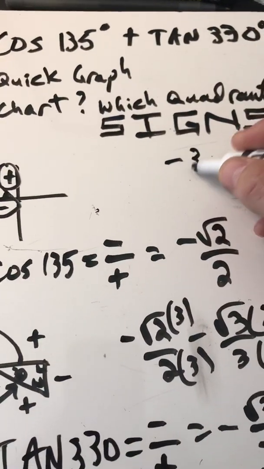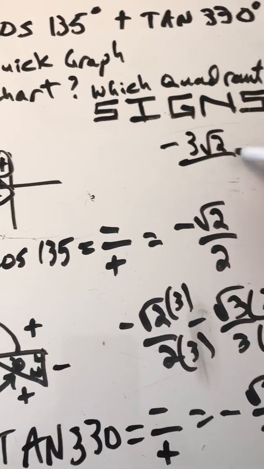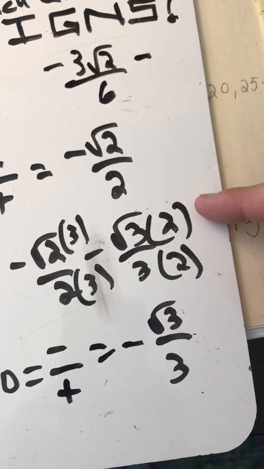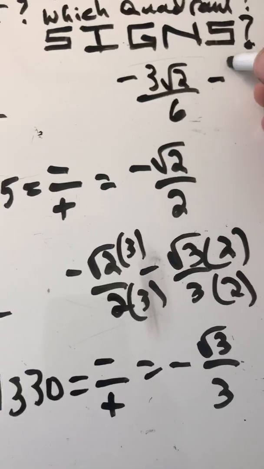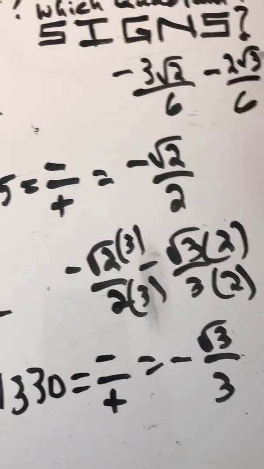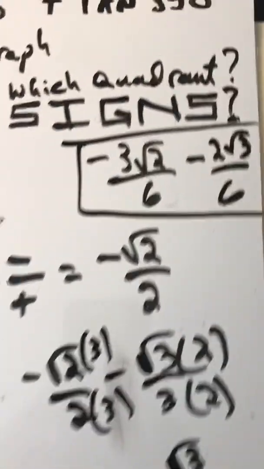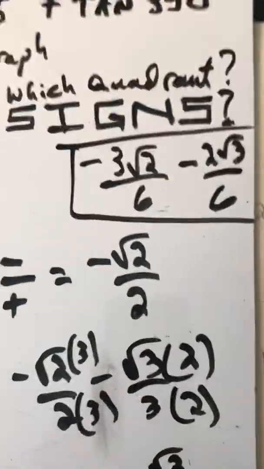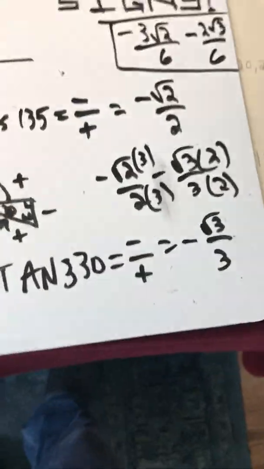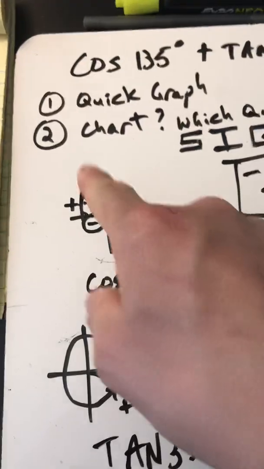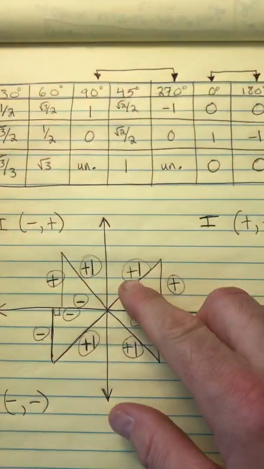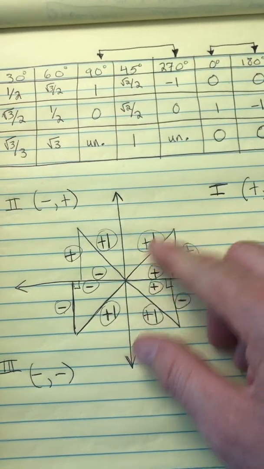Negative 3 radical 2 over 6 minus 2 radical 3 over 6. Okay, so you have to watch your signs. Depending on what quadrant you're in, you just have to do a quick mental calculation. Remember, the hypotenuse is always positive.